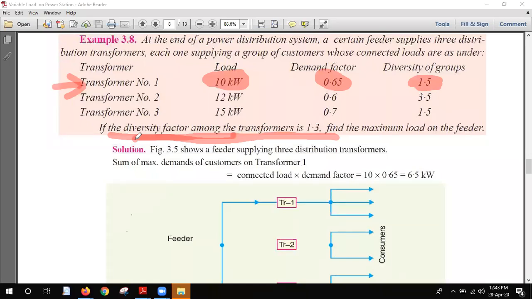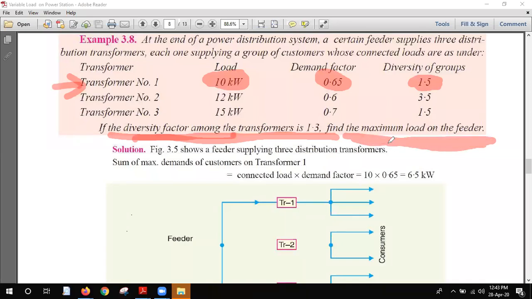So when we sum everyone's maximum demand, suppose that value is 50, but as they are not using the power at the same time, the maximum demand which will appear on that electric feeder line will be less than 50. So we need to find out the maximum load on that feeder line. That is the question.